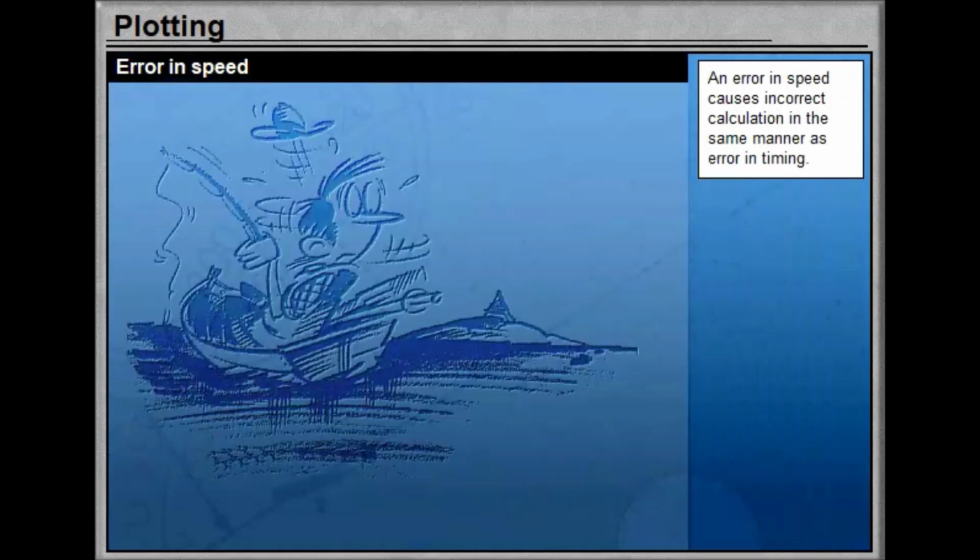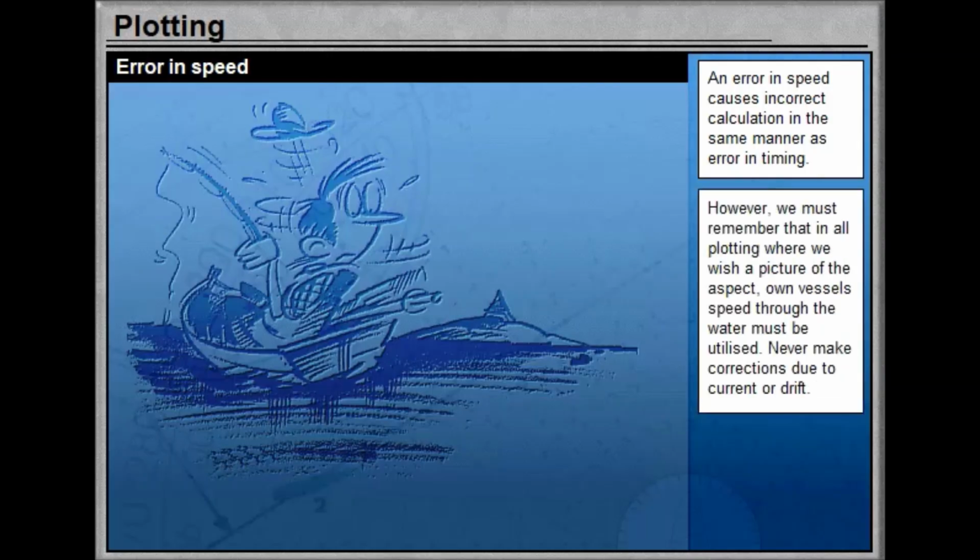An error in speed causes incorrect calculation in the same manner as error in timing. When we speak of error in speed in connection with plotting, we must first be aware of what we wish to obtain by plotting. The normal objective of plotting on board a merchant vessel is to obtain the best possible view of the movement of other vessels, including calculated target aspect. Errors in speed of 1 knot or more can cause large errors in other ships' calculated aspect.